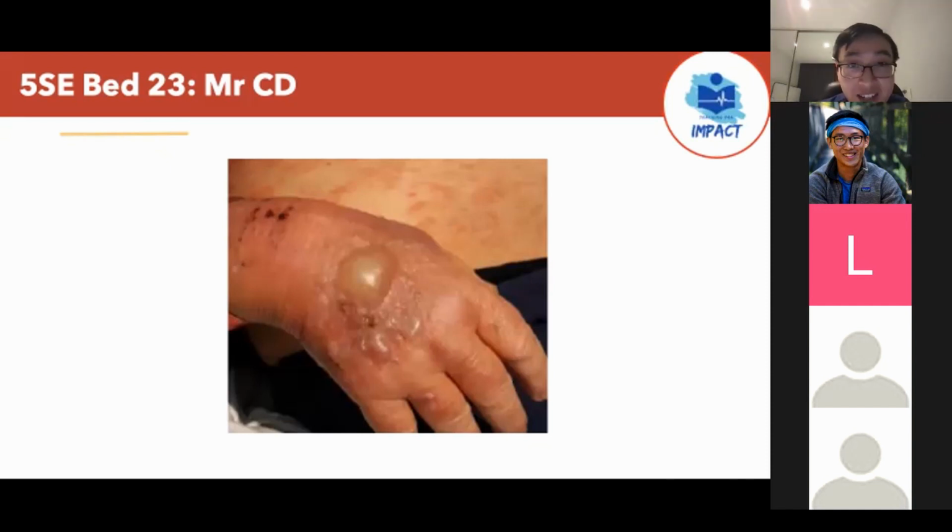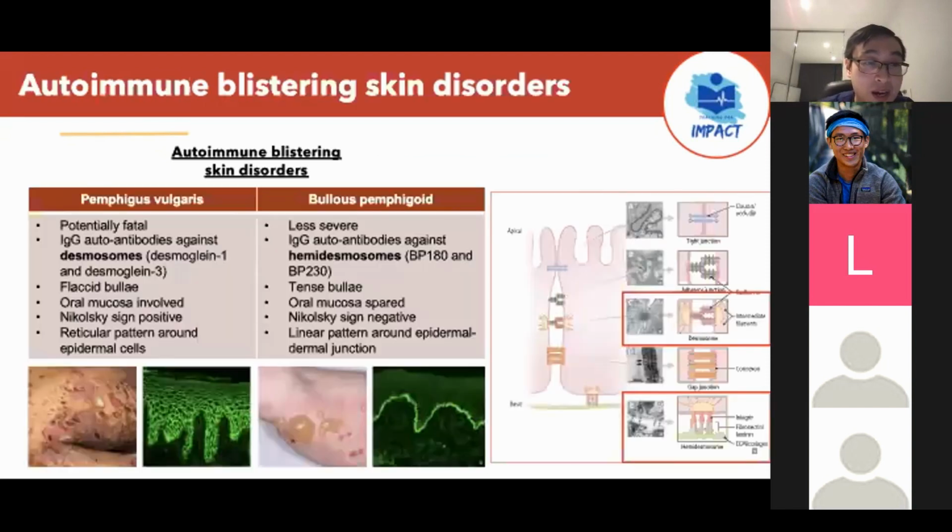and indeed, so this patient was appropriately seen by dermatology on day one of admission. And actually the dermatology registrar who saw this patient, her first thought was also bullous pemphigoid. And I think it may be worth having a quick chat about autoimmune blistering skin disorders. So there are two main autoimmune blistering skin disorders that you need to know about.